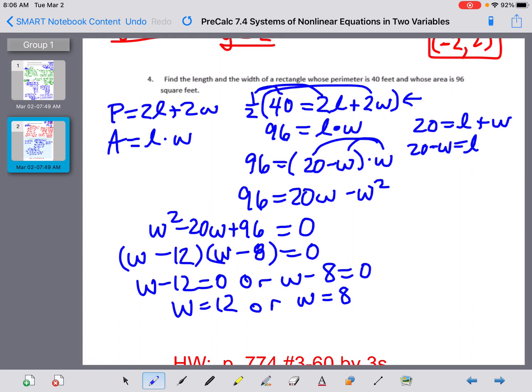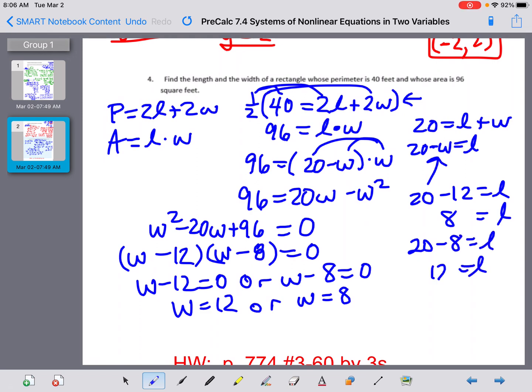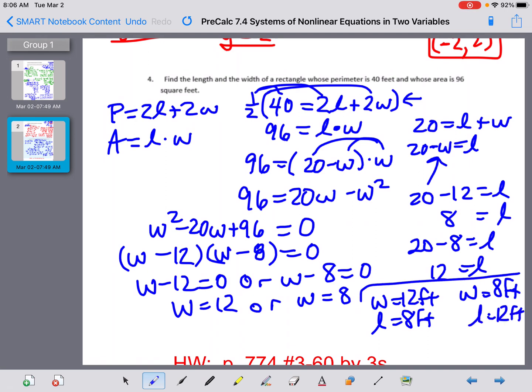Okay, so when my width is 12, plug it back in here, 20 minus 12, my length is going to be 8. When my length is 8, 20 minus 8 equals L, then my length is going to be 12. Okay, so there's my choices. If my width equals 12 feet, my length equals 8 feet. And if my width equals 8 feet, my length equals 12 feet. Okay.